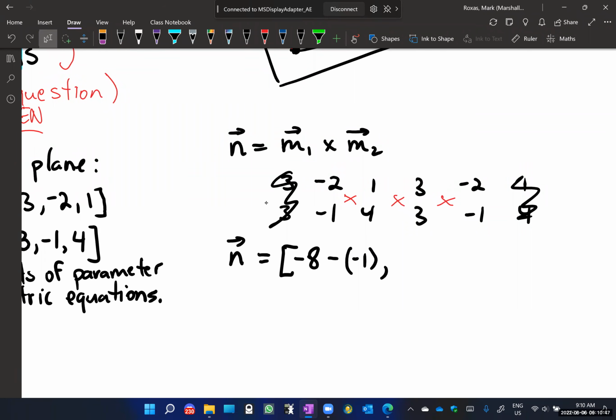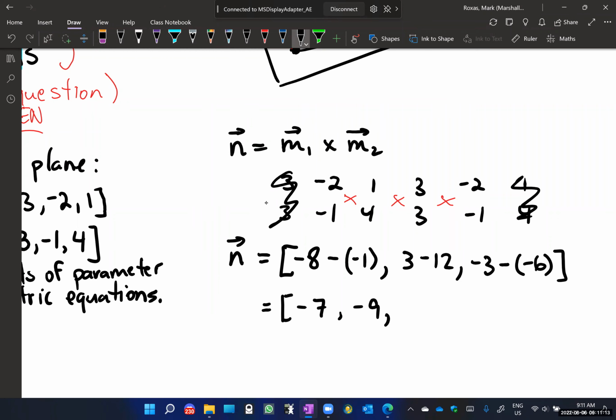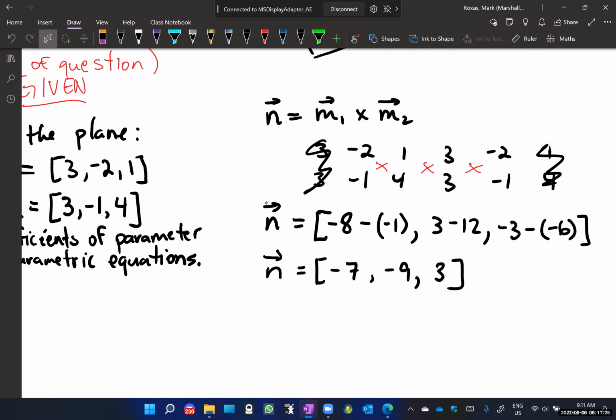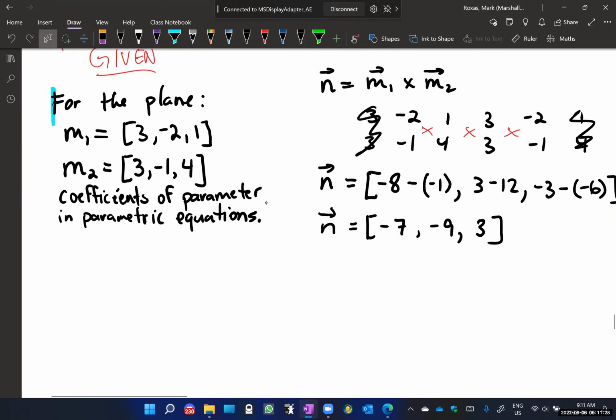For the y component, I have 1 times 3, which is 3. Take away 4 times 3, which is 12. And then for the z component, 3 times -1 is -3. Take away 3 times -2, which is -6. So always be careful with the inevitable double negatives that pop up. You don't want to make a mistake with the signs, because then you'd throw off all the work. So here we have -7, and then -9, and +3 for the normal vector.